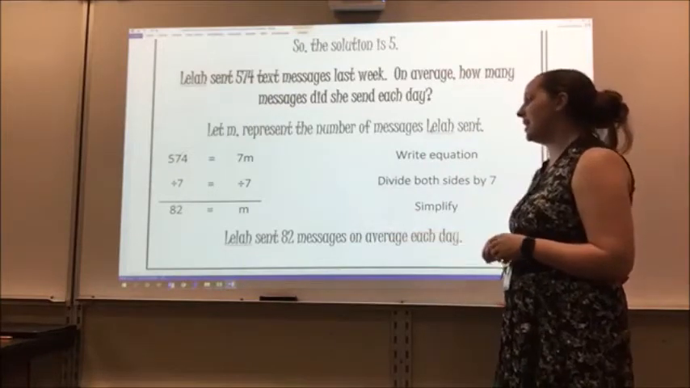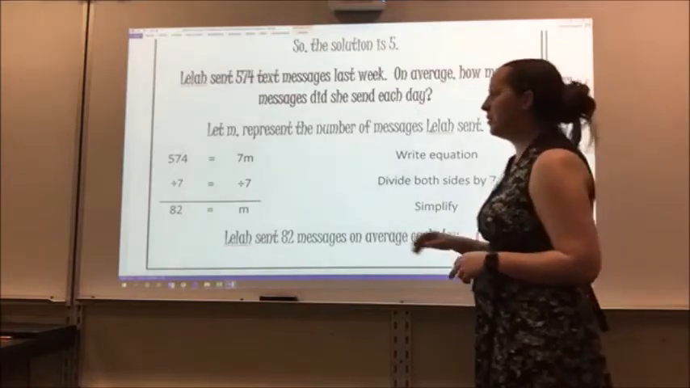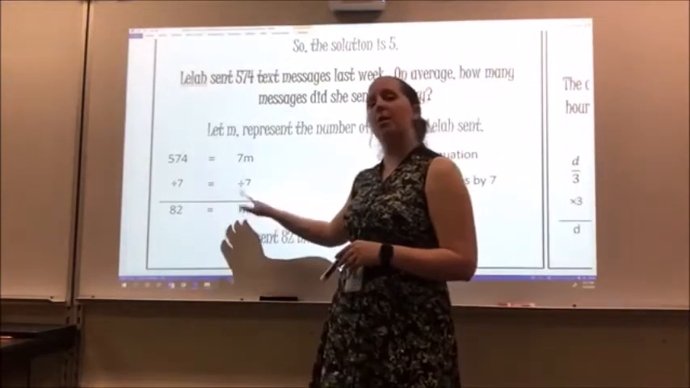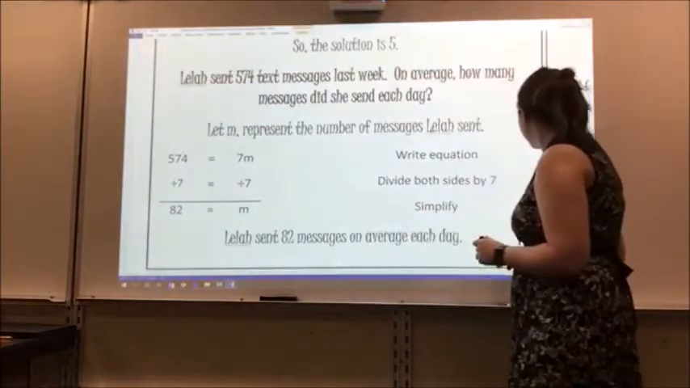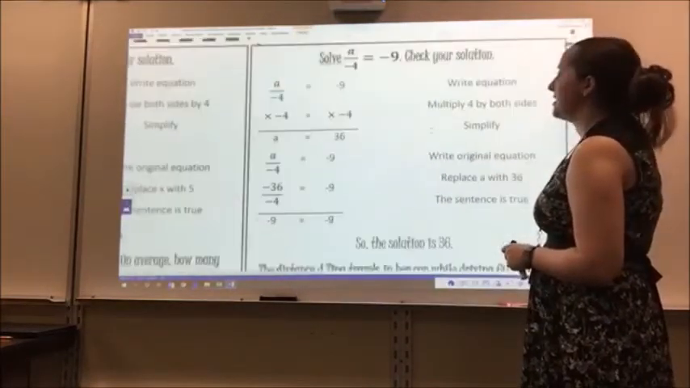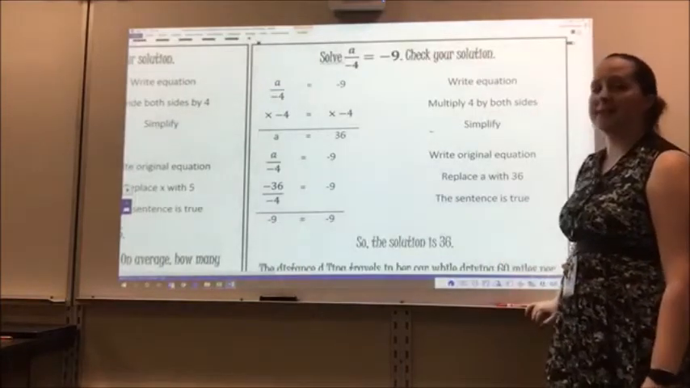So Leila sent 82 messages on average each day. Again, you can double check whatever you get for your variable, substitute it back in, multiply it through, and see if it works. The next one I have says solve a divided by -4 equals -9.